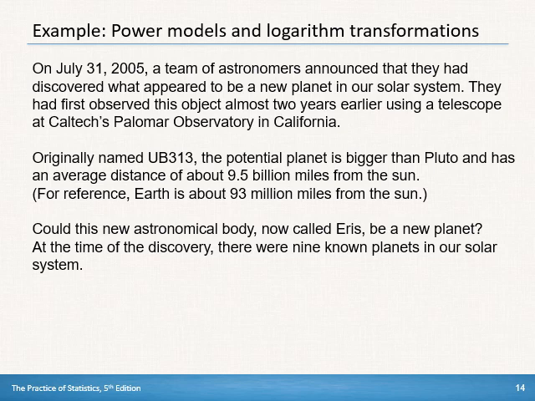All right, could this new astronomical body, now we refer to it as Eris, be a new planet? At the time of the discovery, there were 9 known planets in our solar system. I actually think that they demoted, I forget which one, but they demoted a planet. But in the meantime, when this was first discovered, we had 9 planets.